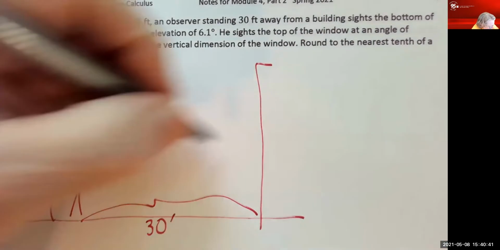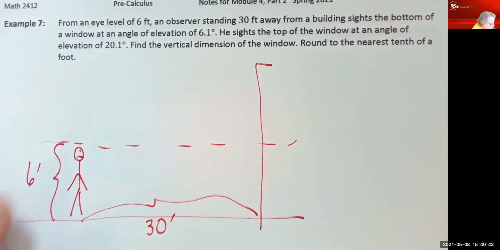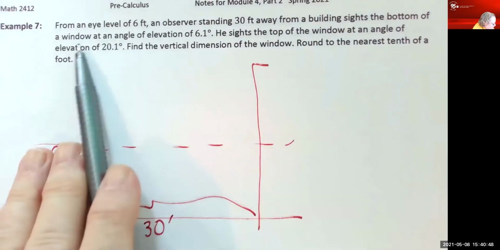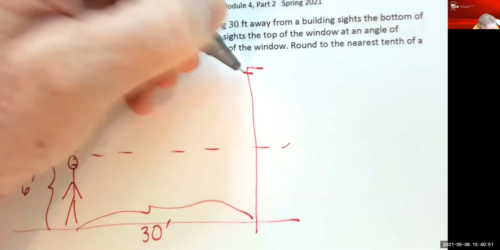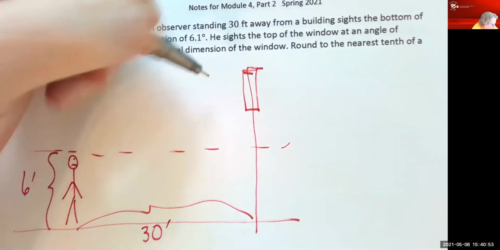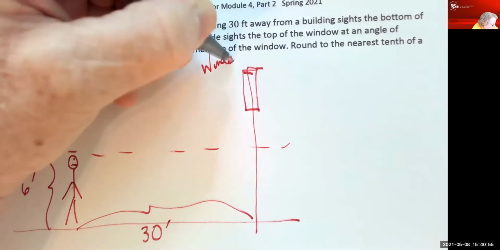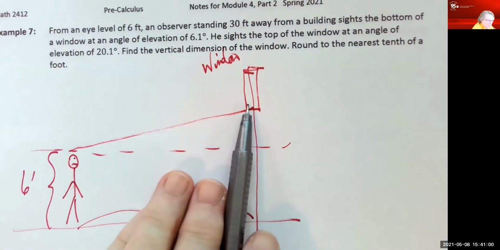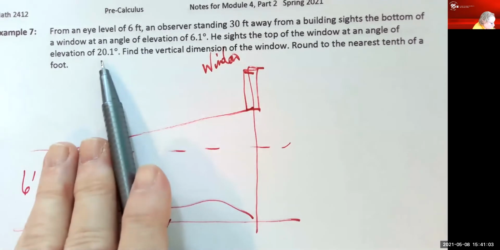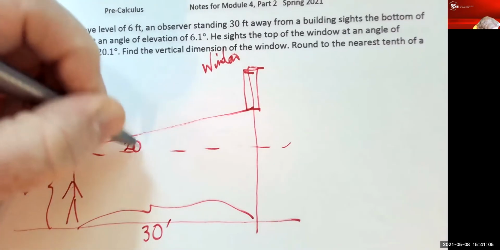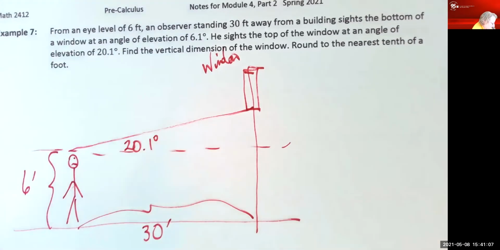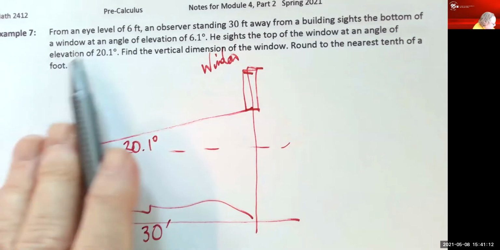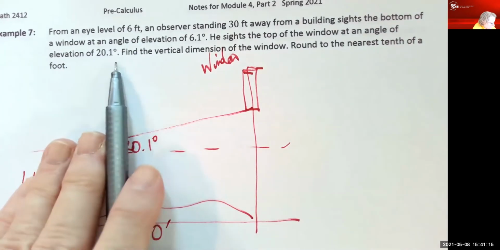And from his point of view, he sees the bottom of a window. There's the window. The bottom of the window is at an angle of 6.1 degrees. The top of the window is at an elevation of 20.1 degrees.